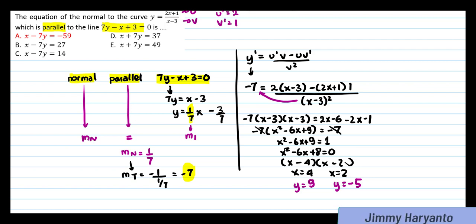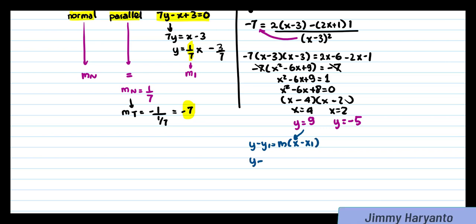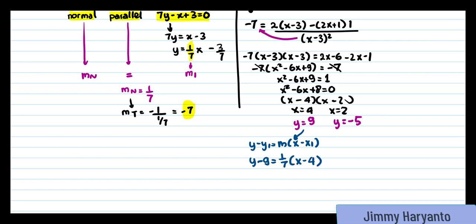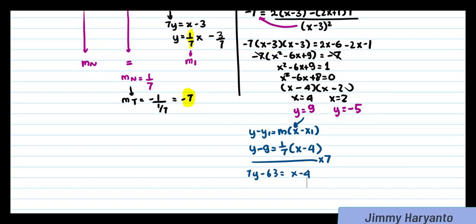Okay, that means we will have two equations of normal later. Let's try to find this one. y minus y1 equals gradient times x minus x1. We'll put all of the numbers together. y1 equals 9. The gradient of the normal is 1 over 7. x minus x1 is 4. That means I can multiply them all by 7. You'll have 7y minus 63 equals x minus 4. We don't need to write the parenthesis.